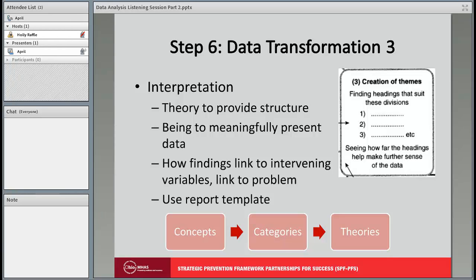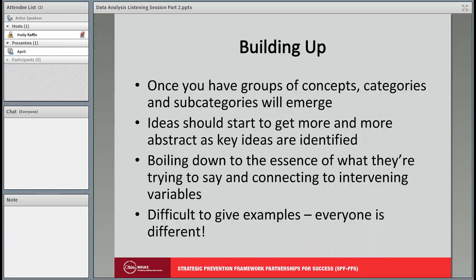So we've talked about concepts and categories, and now we're moving into theories that summarize the information. As you can probably see, this is a building up process. Once you have these groups of concepts and categories, subcategories will emerge, and you'll start to really understand your data. And then at this stage of interpretation, your ideas should start to get more and more abstract as key ideas are identified. In a sense, you're really boiling down your data into the basic essence of what your focus group participants were trying to say and connecting that back to our 4 intervening variables.